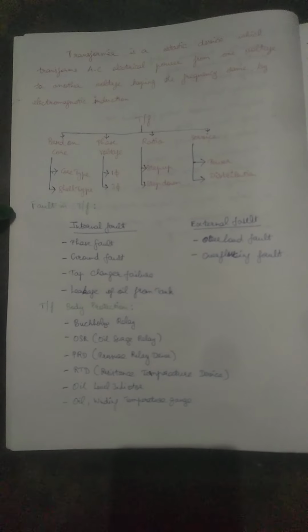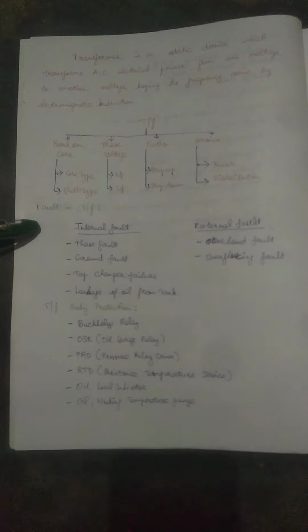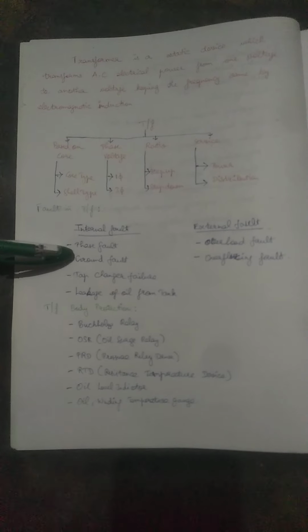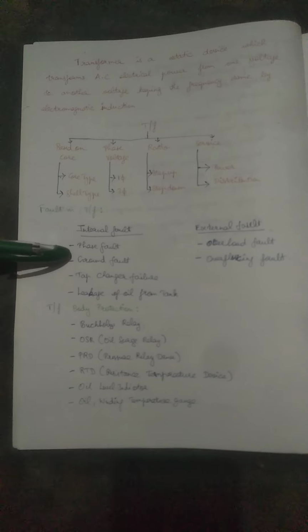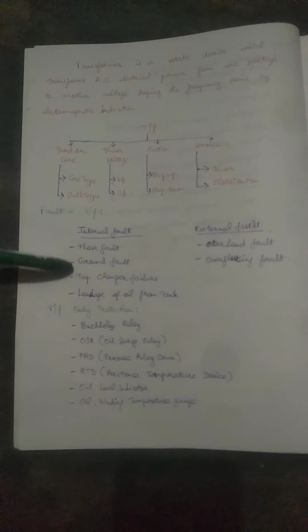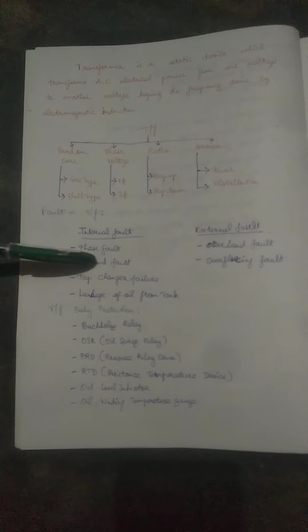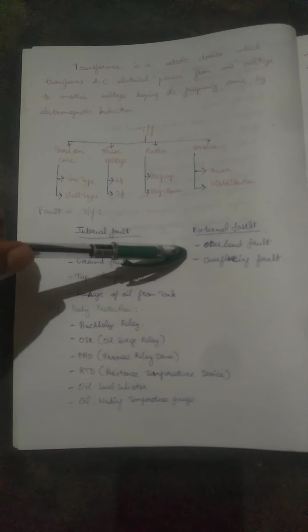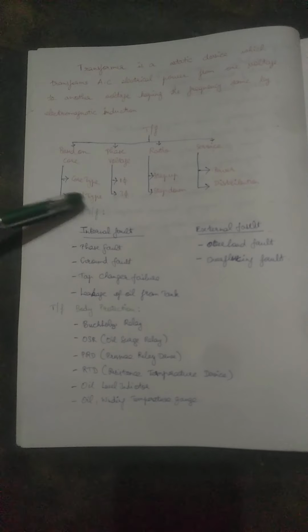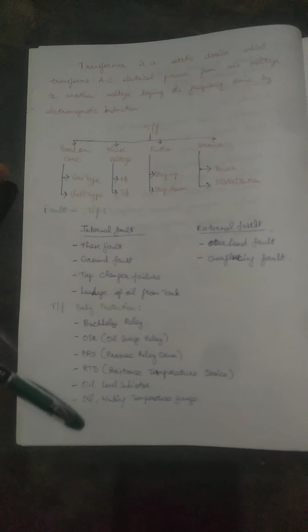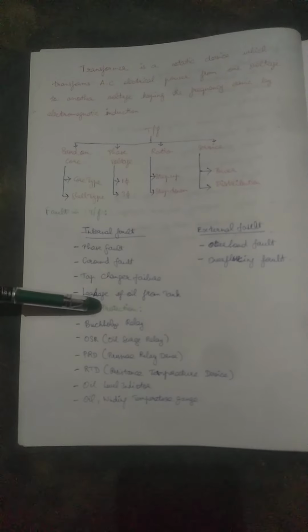Then what are all the faults which will happen in a transformer? Based on that, there are internal and external faults. Internal faults consist of phase faults, ground faults, tap changer failures, and leakage of oil from the taps. These are the normal internal faults. Then external faults are overload fault and overfluxing fault. These are the common external faults. There are also more faults in transformers. I have just written the common faults for a basic understanding.